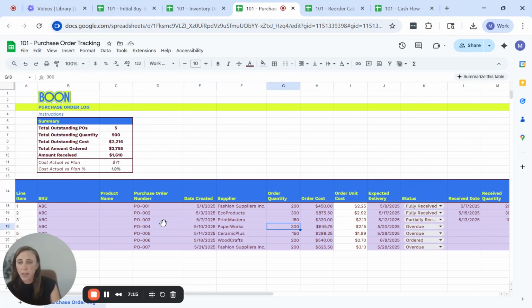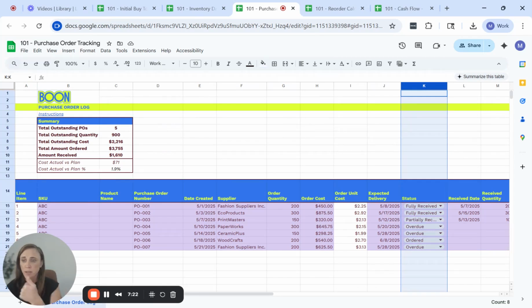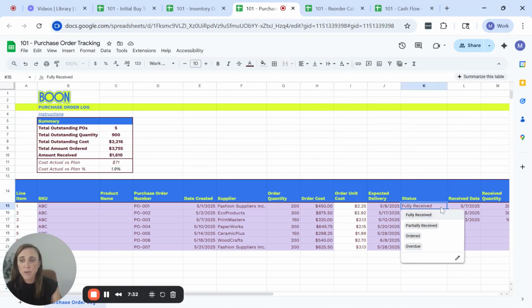And the other really great thing within this template is the understanding of status, right? A purchase order goes through a life cycle from being ordered, maybe partially received, then gets fully received, and it could potentially be overdue. Having those 4 statuses, and we've created a really easy drop down for you, will allow you to filter and just identify places where you need to take action or then go back to the emails and say, hey, why is this overdue to that particular vendor?